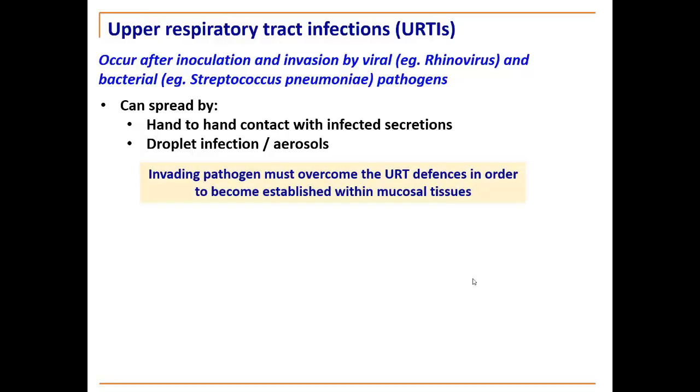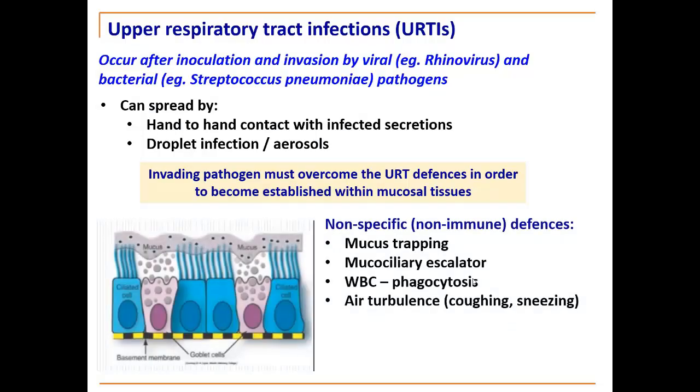But of course, the invading pathogen has to overcome the upper respiratory tract defences in order to become established within the mucosal tissues themselves. And we have lots of defences in place to try and fight that. So we've got our non-specific defences, such as our mucus trapping. So the mucus that our respiratory tract produces is very sticky, and lots of viruses and bacteria will stick to that, and then we'll obviously remove those through the mucociliary escalator into our mouth, and then we swallow it and it goes into the stomach.